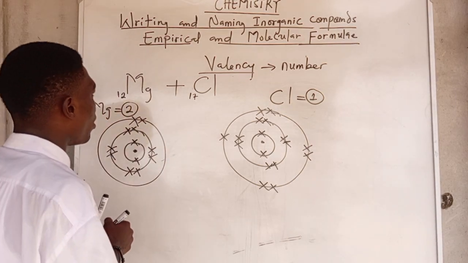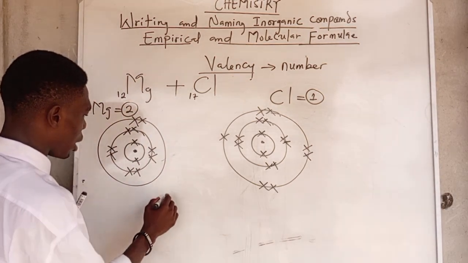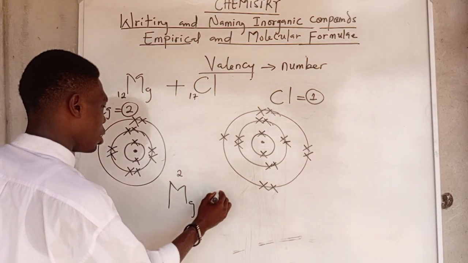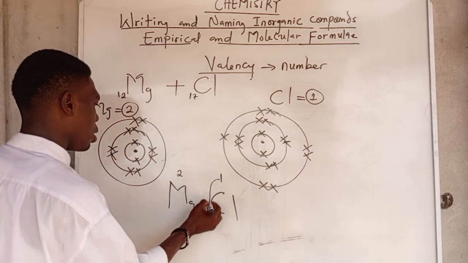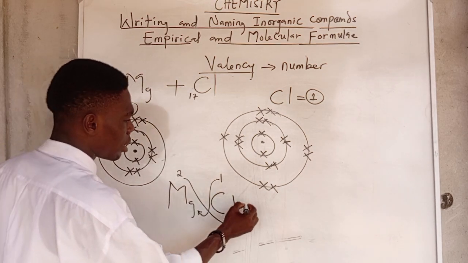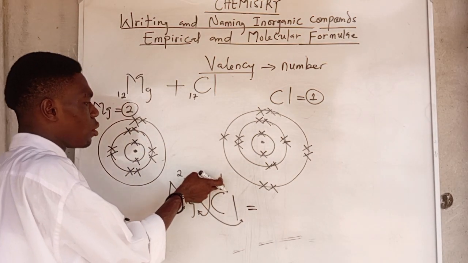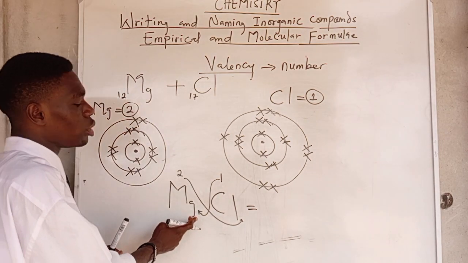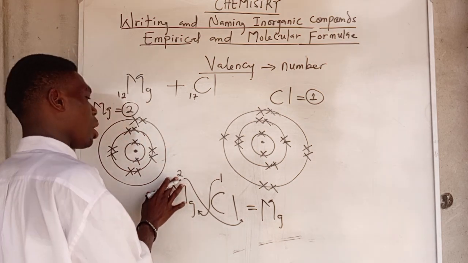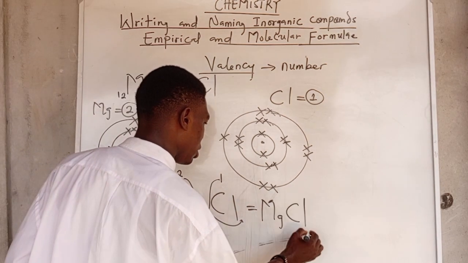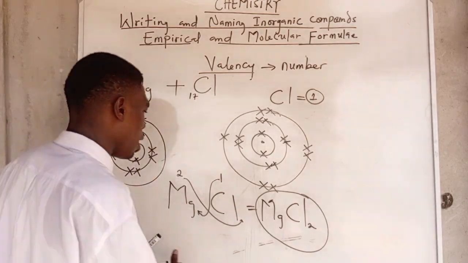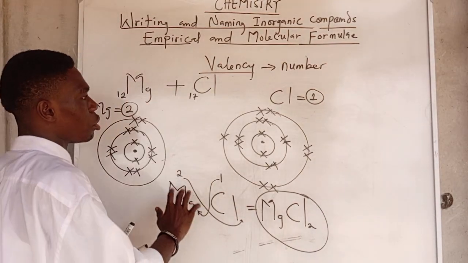So for me to combine magnesium and chlorine, I just have to bring magnesium, then write the valency above it, 2, then bring chlorine, write the valency above it, then also interchange the valencies to give the subscripts I need. So since the valency of chlorine will become the subscript of magnesium, it becomes Mg, and then the valency of magnesium becomes the subscript of chlorine, becomes Cl2. And so this is the chemical formula for the combination between magnesium and chlorine.